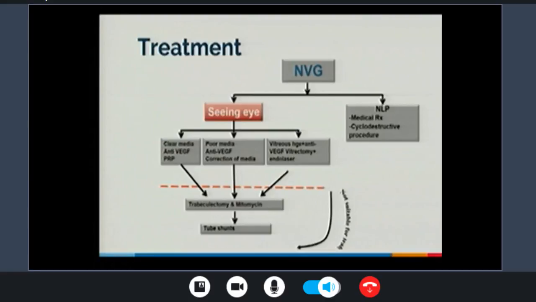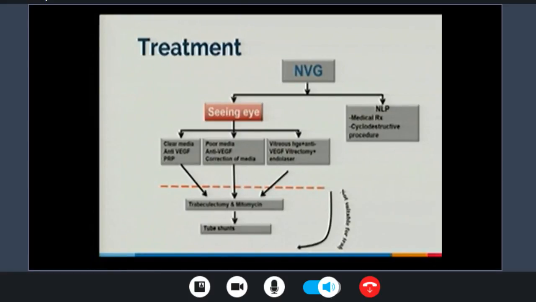But nowadays, of course, the implementation of anti-VEGF really relieved us and relieved the patient from being in the hospital for 2 or 3 weeks. Now, with a clear media, we give the anti-VEGF and PRP to be completed within a few days, 2, 3, 4, 5 days, and the patient is ready for surgical intervention if he needs surgery, regardless of the type of surgery. So this is very important. If the media are poor, then we need correction of the media.